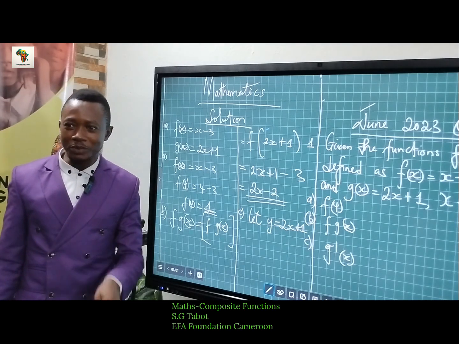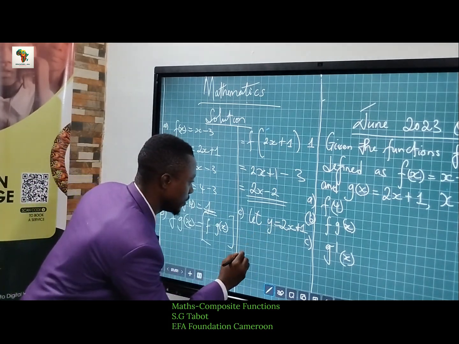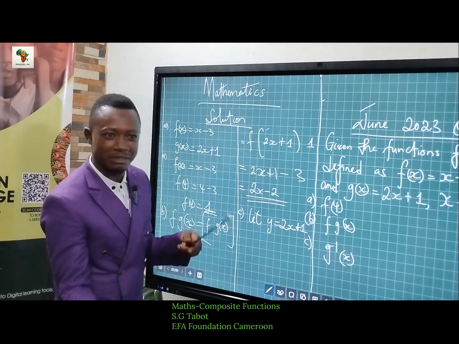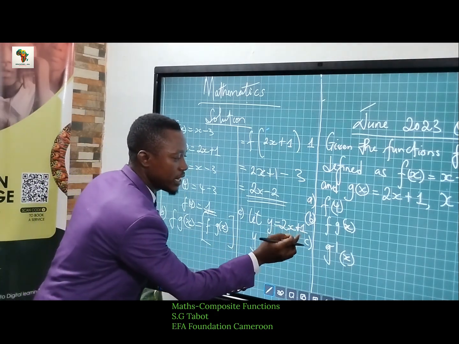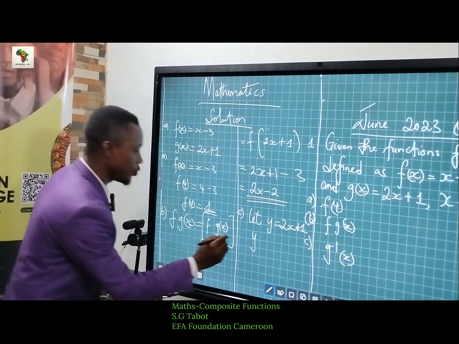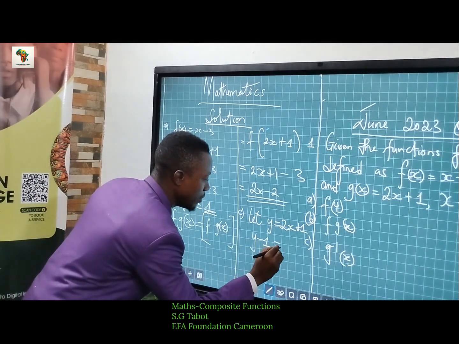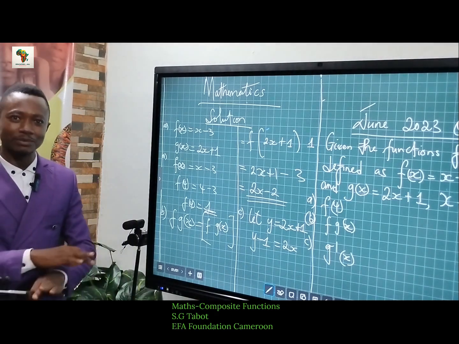And to make x the subject formula, which is very simple, I'll simply come here. Since I'm to make x the subject, there are two possible ways. You can use any of them. I'll have my y. I have positive 1 here. For it to cross over, it will turn to minus 1. And I'm left here with 2x. To look for x now becomes very simple.